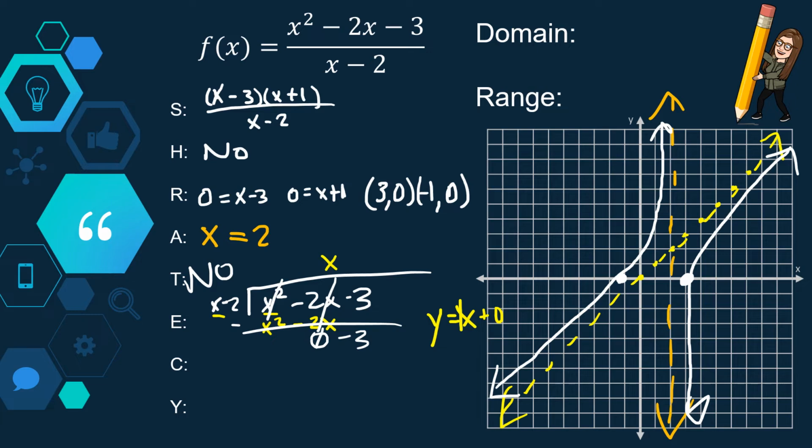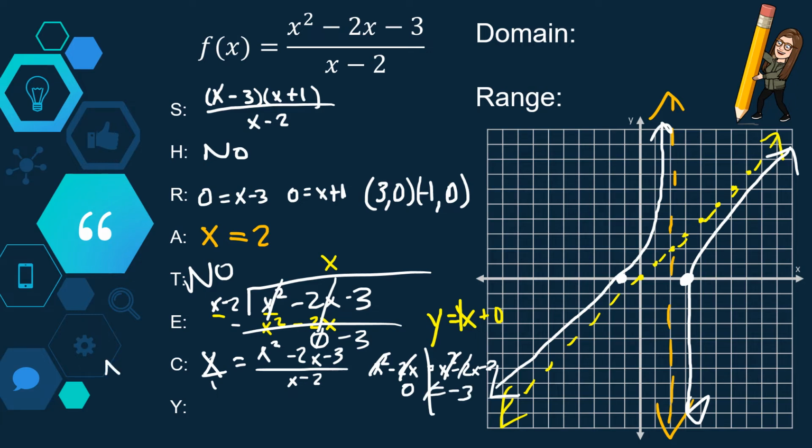Crosses. Crosses means take the previous answer, that's my yellow answer, my previous answer, and set it equal to your function. I'm going to put it over 1 so I can cross multiply. If I distribute the x, I'm going to have x squared minus 2x equal to x squared minus 2x minus 3. See what's going to happen here? The x squareds go away, the minus 2's go away. I have 0 equals -3. Nope, no crosses.